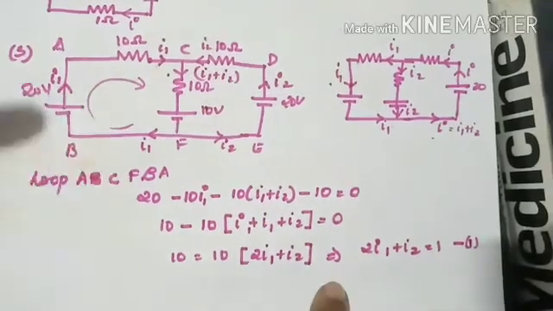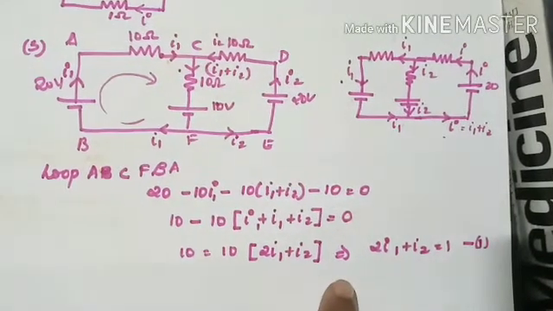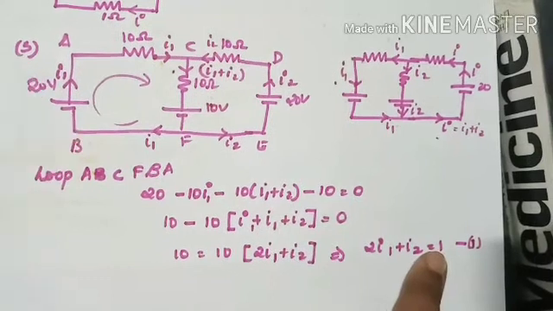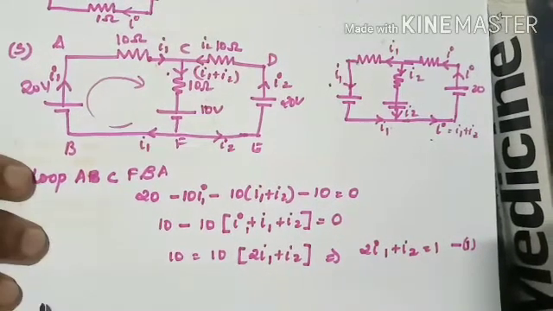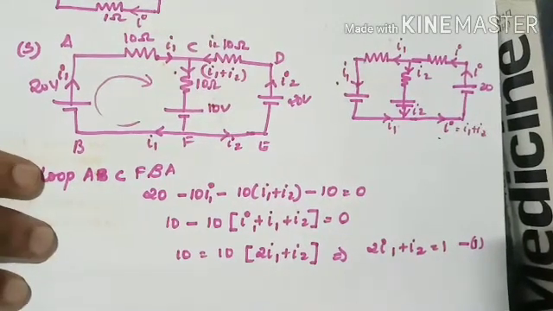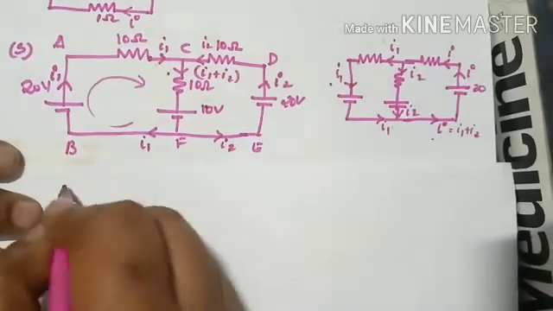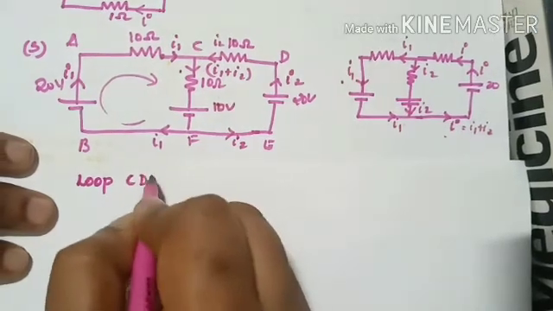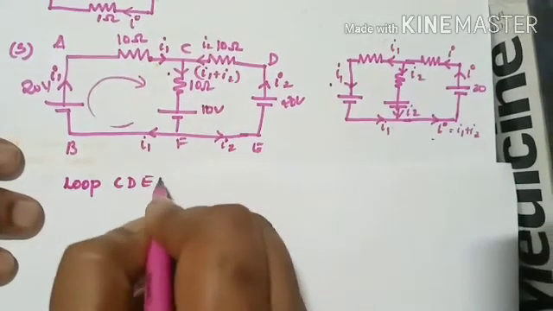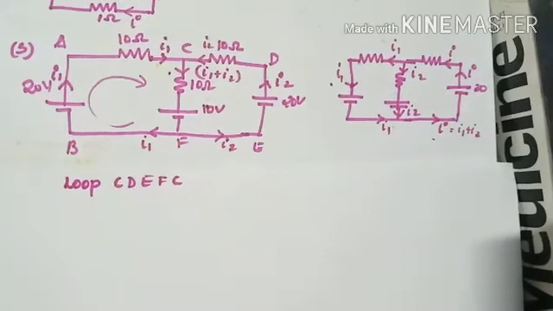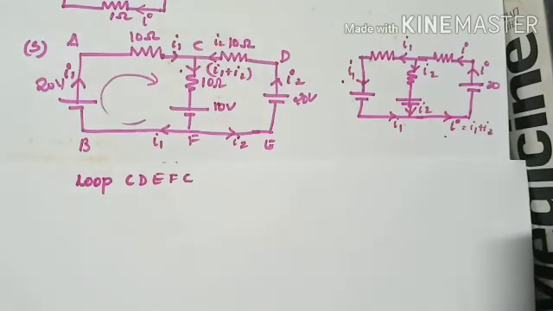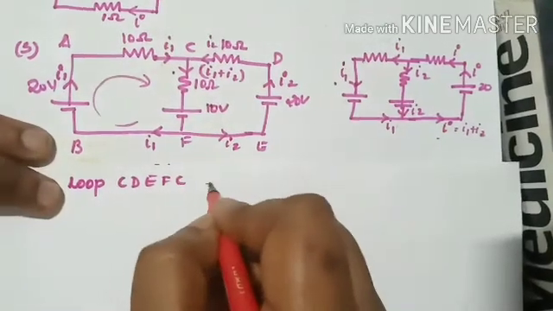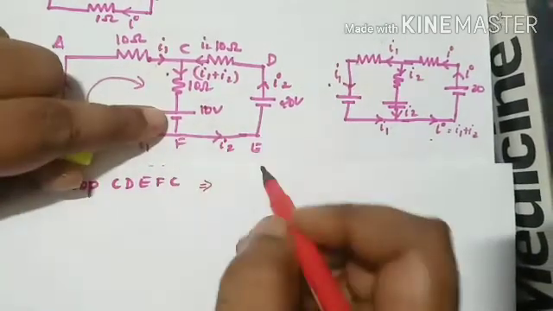I told you, right? If there are two loops, there will be two equations. If there are three loops, how many equations? Three equations. Clear? Right. Now I'm going to consider another loop. This loop C, D, E, F, C. I hope you understood which loop I am going to consider. This one. Right. So again, guys, let's start with the supply.